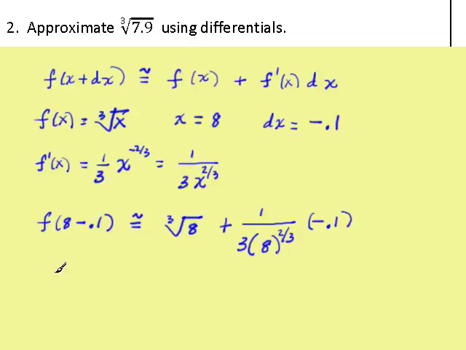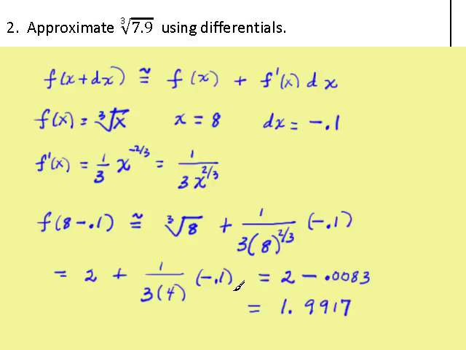All right, so let's just figure that out. So here we have 2 plus 1 over 3 times the cube root of 8 is 2, squared is 4. We have 3 times 4 here, times minus 0.1. Okay, if we just work that out, we have 2 minus 0.0083 approximately, which comes to 1.9917. And again, if we take the cube root of 7.9 using our calculator, you'll see that we get something very, very close.